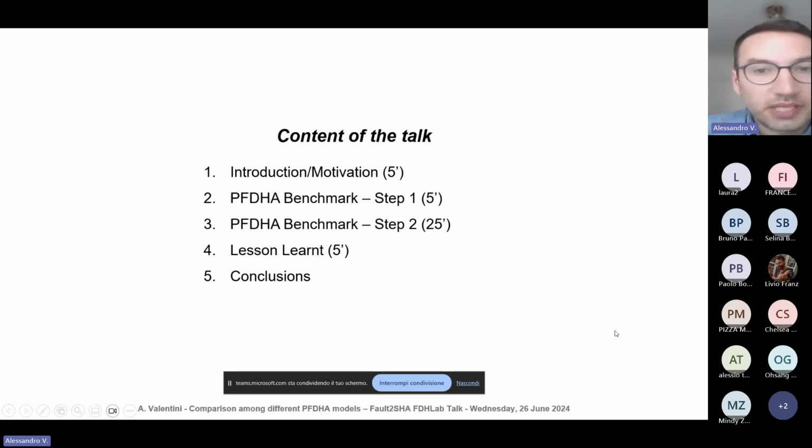Briefly, the content of the talk will be just 5 minutes of introduction and motivation of the project. The project is made of three steps: Step 1, 2, and 3. Step 3 is basically the drafting of the technical documents, so I won't show anything about the documents. I will show you briefly the first step, and then more details about the second step of this project. Then we will have time for some discussion.